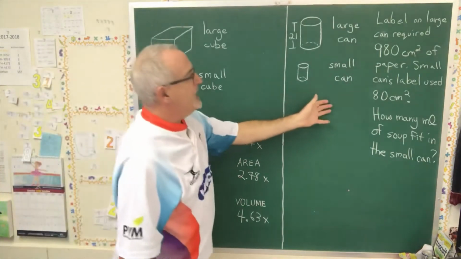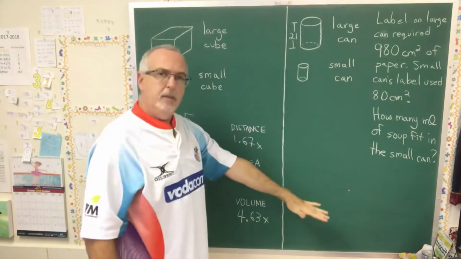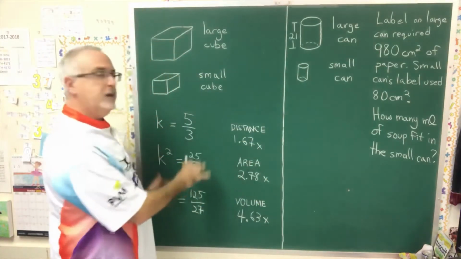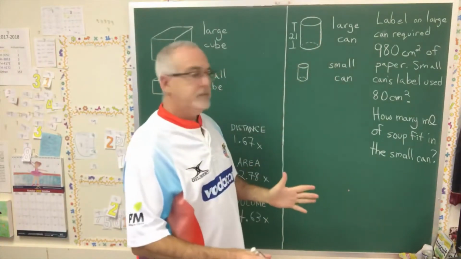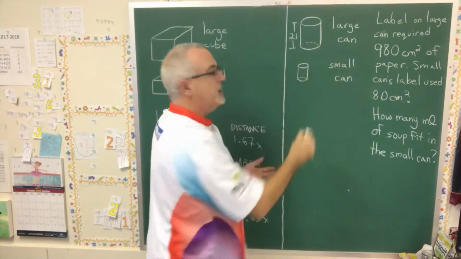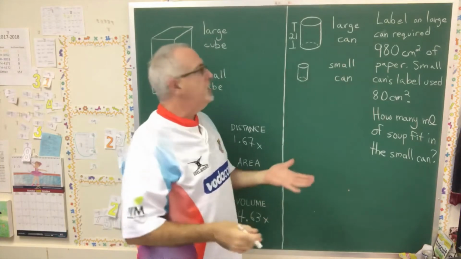Here we have an example. It's a simple example, but it forces us to use this knowledge. These two cylinders are similar. We have a large can and a small can. Picture tin cans that food comes in.